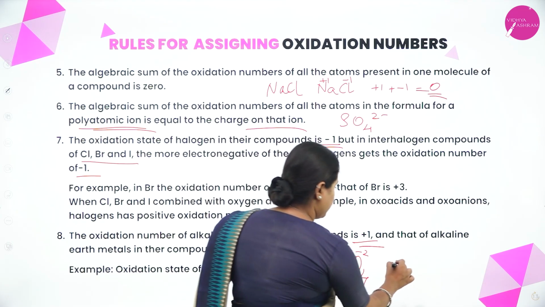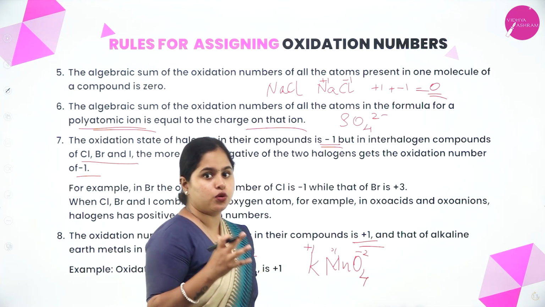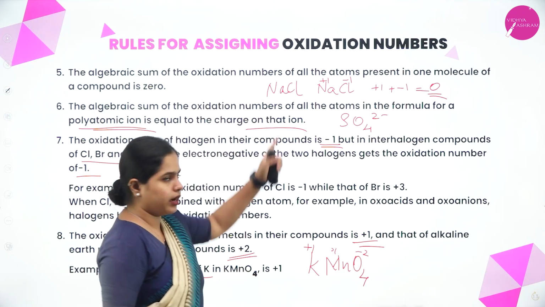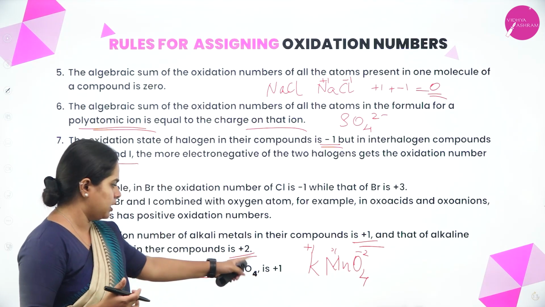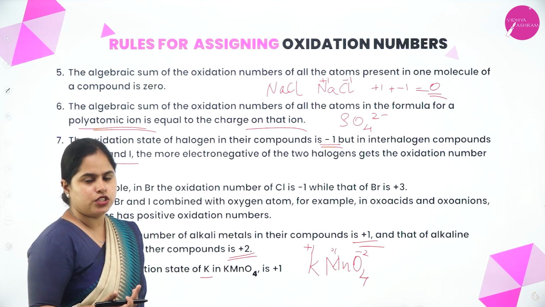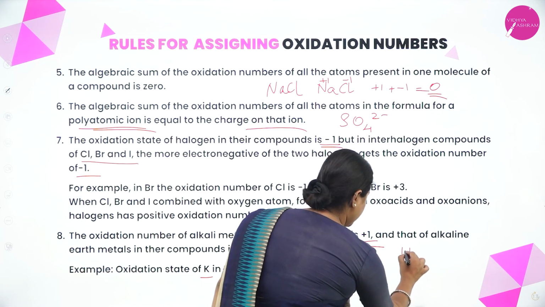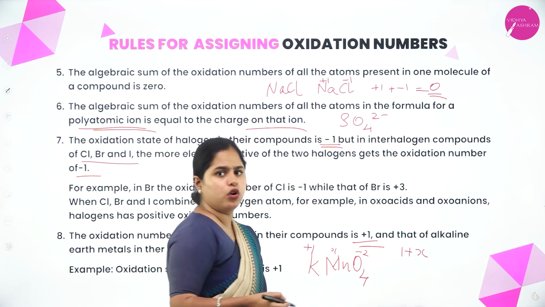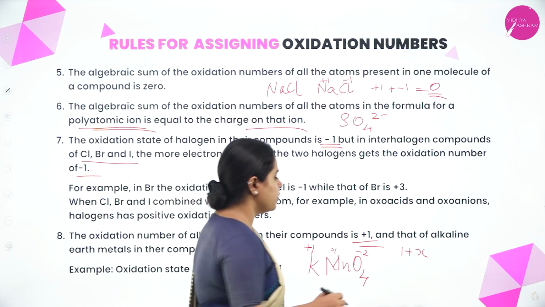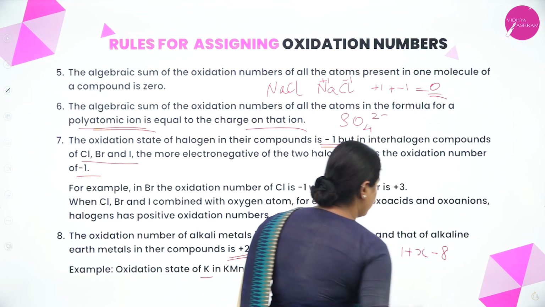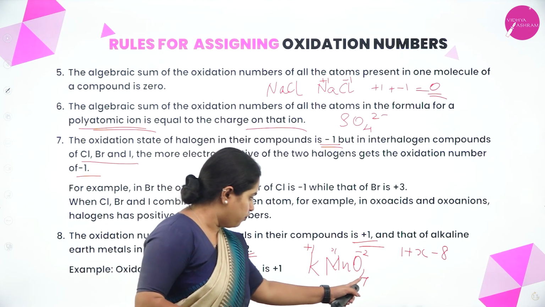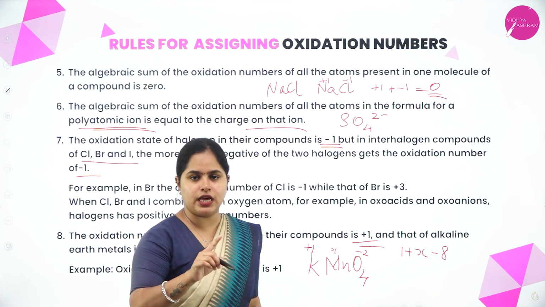So what does that mean? If I add all of this, it should be equal to 0. That is this rule, right? It doesn't have any charge. It's not a charged species, so it is equal to 0. So 1 plus X. For manganese, I don't know, I have to calculate it. I put X here and -8. How did it become -8? It is 4 into -2. For one oxygen atom, it is -2.